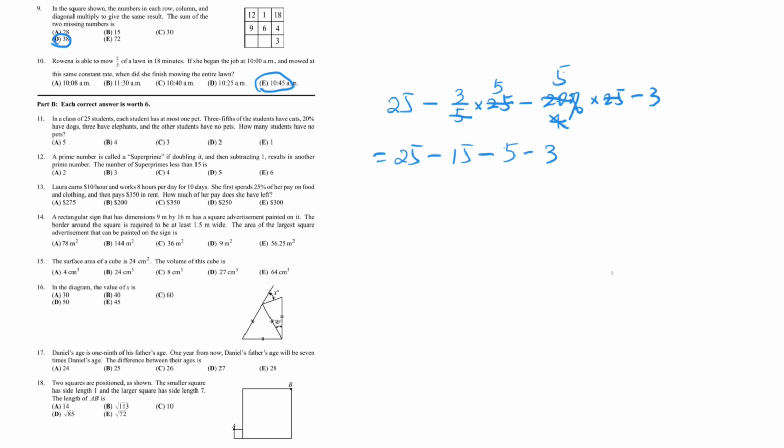minus 3, that's the 25 minus 15, that's the 10. Minus 5 gives us 5. 5 minus 3, that's 2. Therefore, only 2 students have no pets. The answer is D.